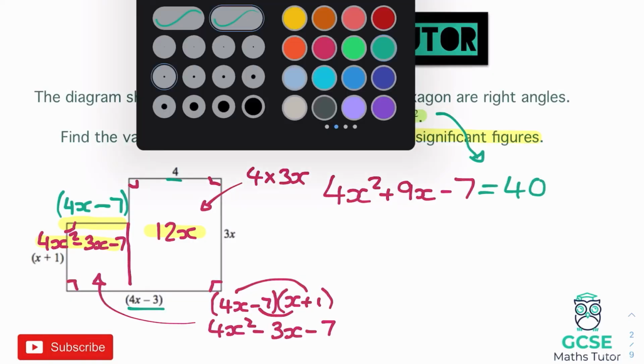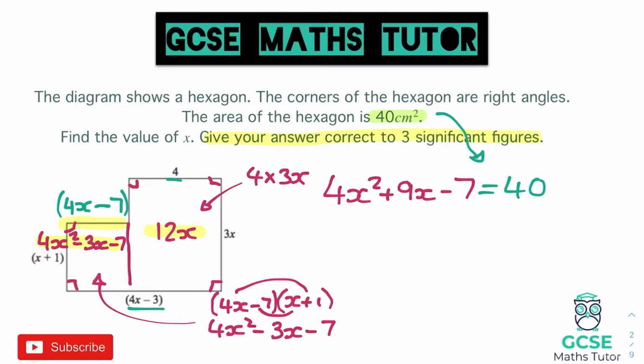Now we've got a very similar process again, because again, we've got a quadratic and we've got to solve it, but it has to equal 0. So we need to subtract that 40 from both sides. That's easy enough for us to do. So we get 4x squared plus 9x, and then it's going to be minus 47, and that's all going to equal 0. And obviously we've already mentioned this is going to be a calculator question.